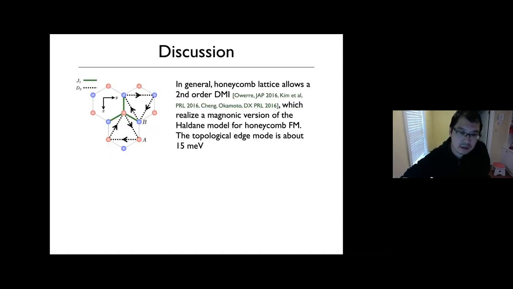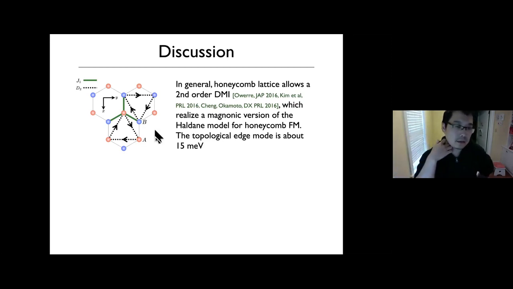Let me just discuss two things. One thing is that let me go back to this honeycomb nature of chromium triiodide. You can see that if you just look at the next nearest neighbor bond, it actually allows a Dzyaloshinskii-Moriya interaction. And in this case, this 2D honeycomb magnet actually realizes a Haldane model for magnons. If you write it in the Holstein-Primakoff representation, this corresponds to the complex hopping in the Haldane model.